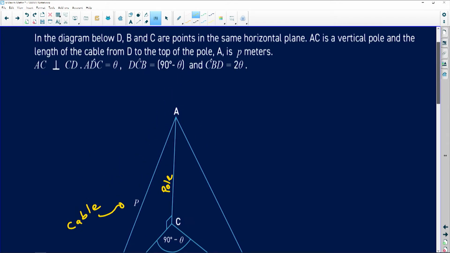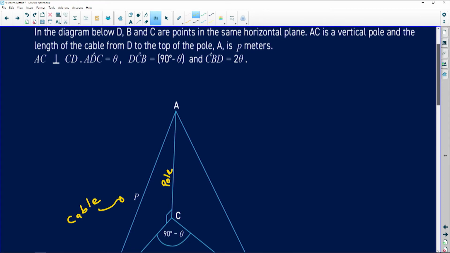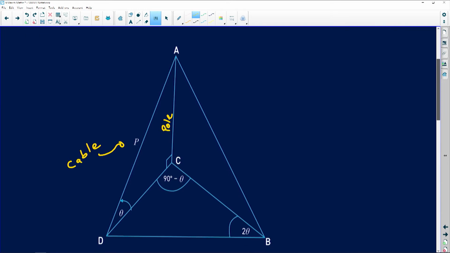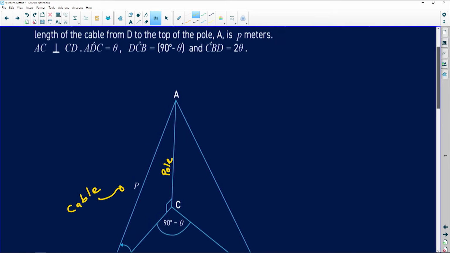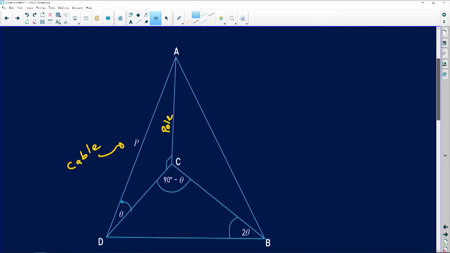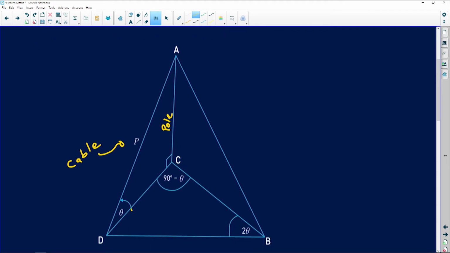Okay, it's P meters. Now, AC is perpendicular to CD. We are expecting AC to be perpendicular to CD, right? Angle ADC is equal to theta. ADC is theta. We can see that it is there at the bottom. That is called the angle of elevation, because if you're standing here and you're looking up, you're actually looking towards the top there. That will be regarded as the angle of elevation of A from that point D there.